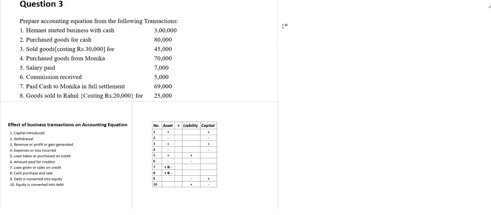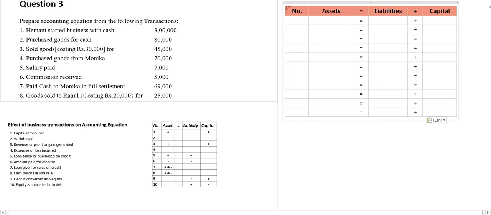Let's solve the thing. So the first thing, of course, we have to draw the table. So let me draw the table like the previous one. But in this example, we need a little bit more, so it doesn't matter. So if we need, we can increase the number of it, right? So fine, now let's start with the first one, first transaction.